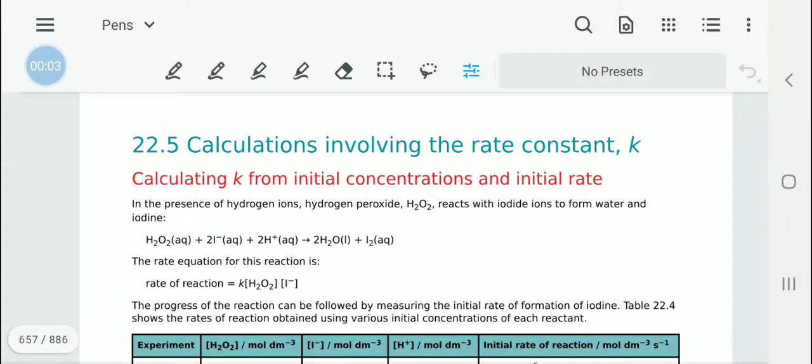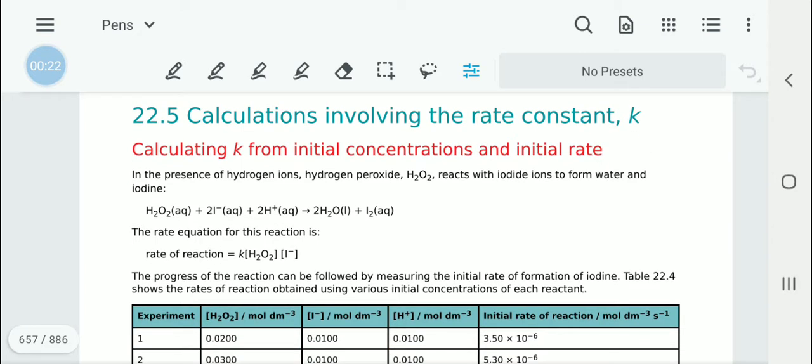Chemistry chapter 22 theory video 4: calculations involving rate constant K. So now we know how to obtain the rate constant, and now we are going into detailed calculations which would be a part of your examination paper.